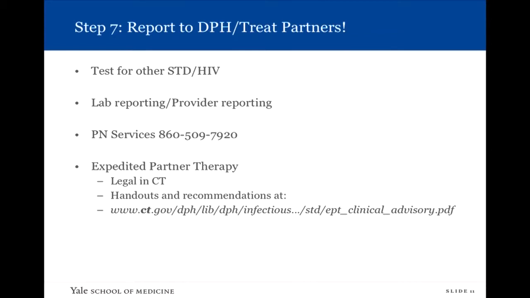If you also want to avail yourself of partner notification services, I have the phone number there for you. Lastly, it is legal in Connecticut to do something called expedited partner therapy, which allows you to either call in or write a prescription for up to 4 extra prescriptions if you have partner names for the index patient, so that it will decrease the likelihood that your index patient will get reinfected from an untreated partner. So it allows you to really offer treatment to partners even though they're not patients of yours. There's more information at the website that I list there.